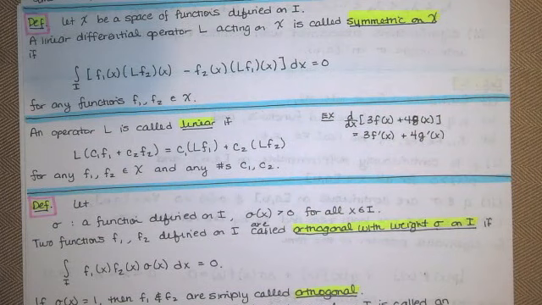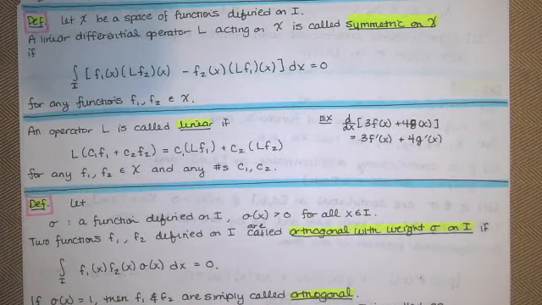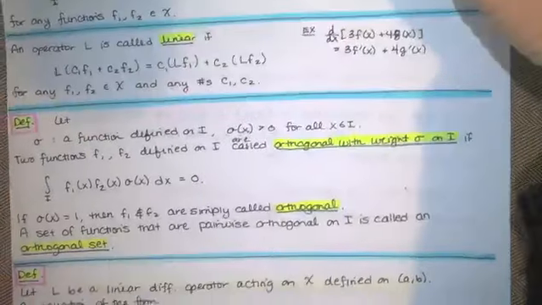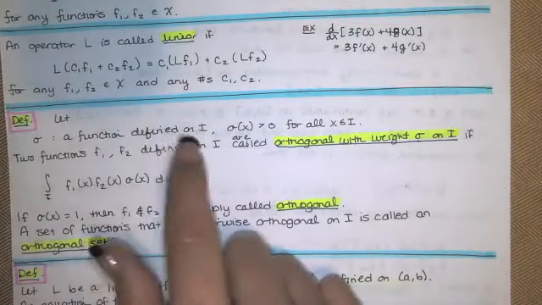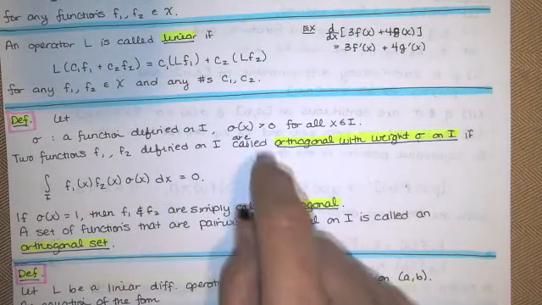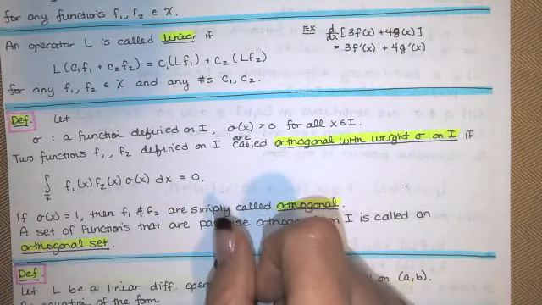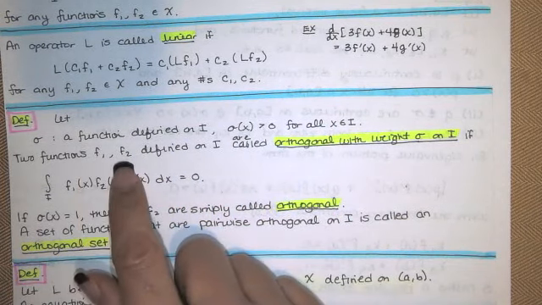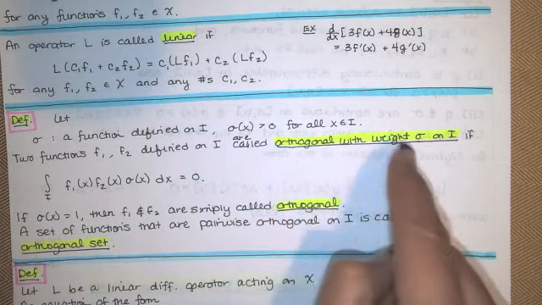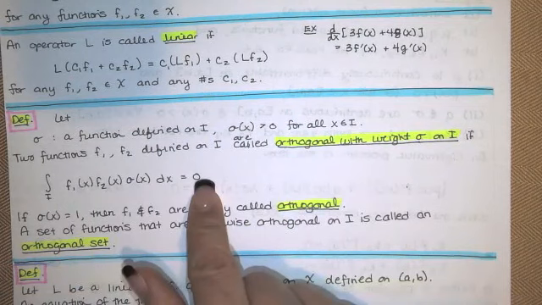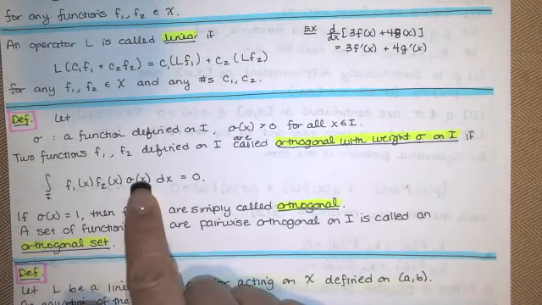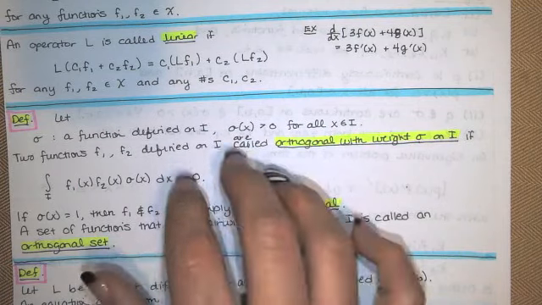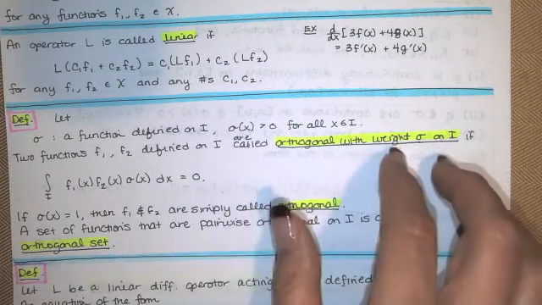Now, another definition that we need to understand in order to understand what it is we're actually deriving when we solve a Sturm-Liouville problem is the definition of orthogonality of two functions. So we're going to let sigma be a function, and that function is defined on some interval I, if that function sigma is positive for all the x values in I. Then we're going to call two functions f1 and f2 defined on that I orthogonal with weight sigma on I if this integral is 0. It's just the product of f1 and f2 and sigma. If you evaluate that integral over I and you get 0, then those functions are orthogonal with weight sigma.